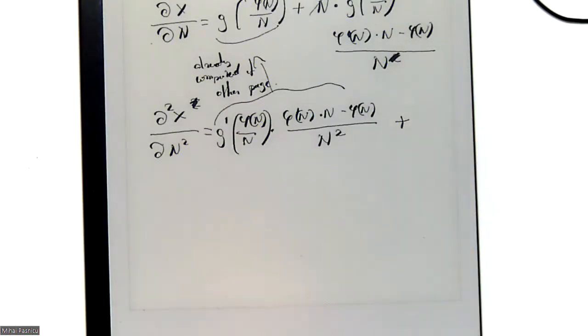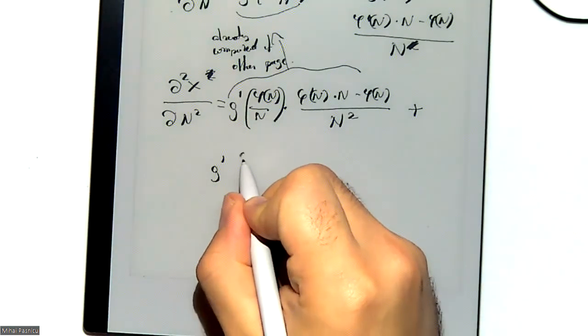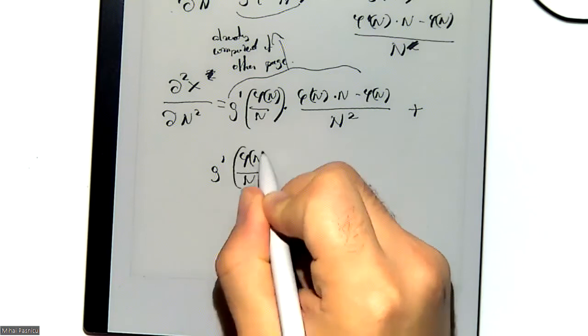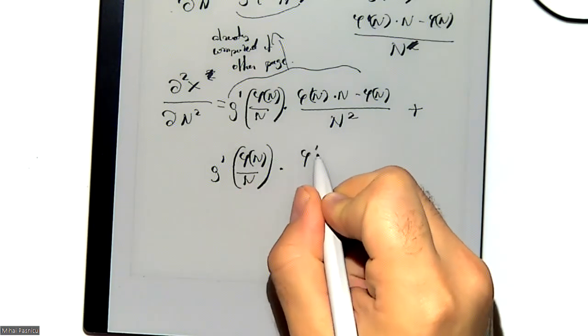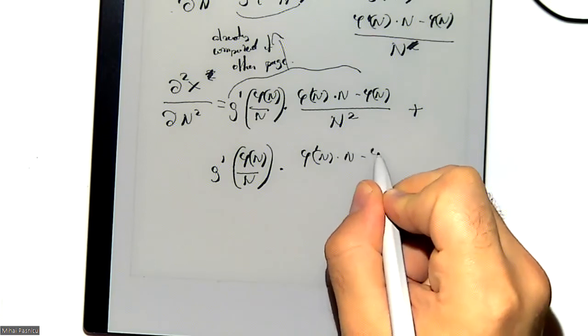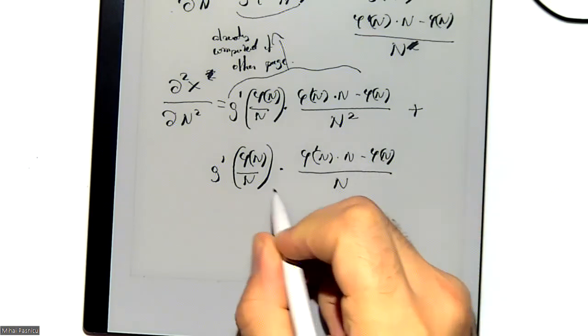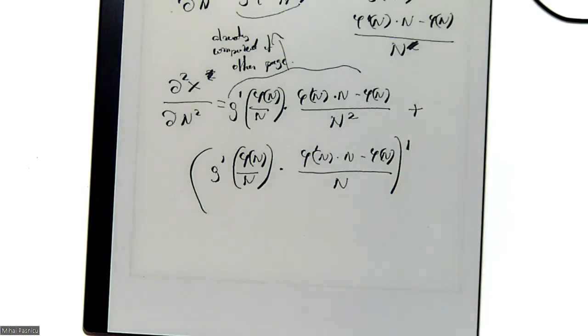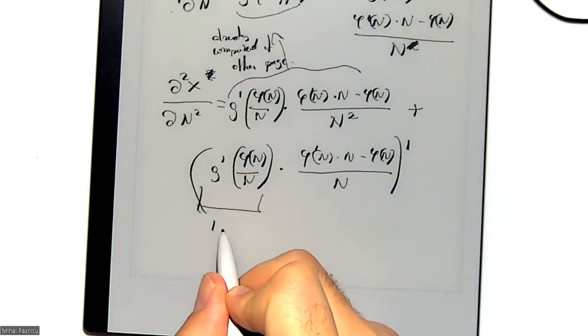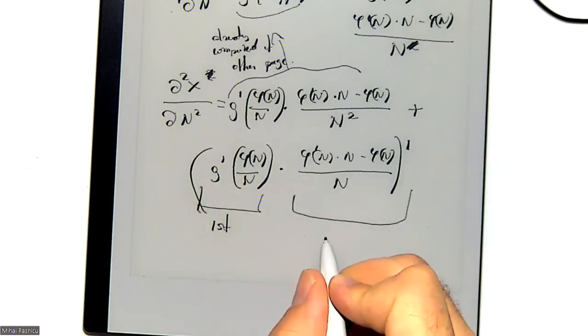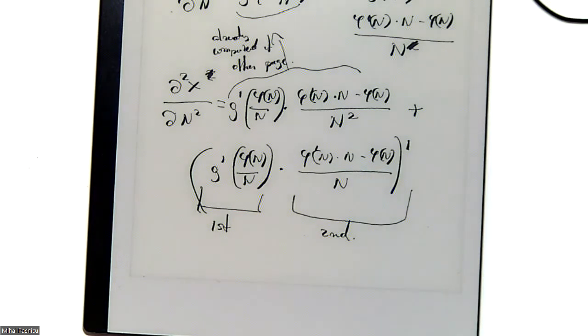Plus, and now it's the ugly part, because I have to compute the derivative of g prime of n over n times phi prime of n minus phi of n over n, everything prime. So again, I don't know how this is going to look, so I'm just starting simple. Again, first term, second term. And what am I going to do again? You guessed it, I'm just going to apply the product rule.